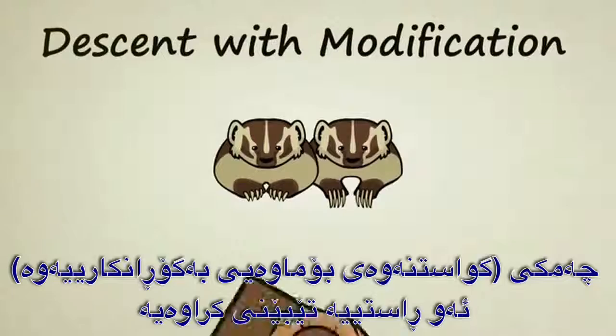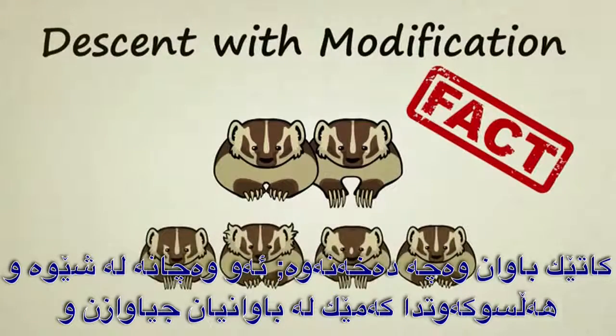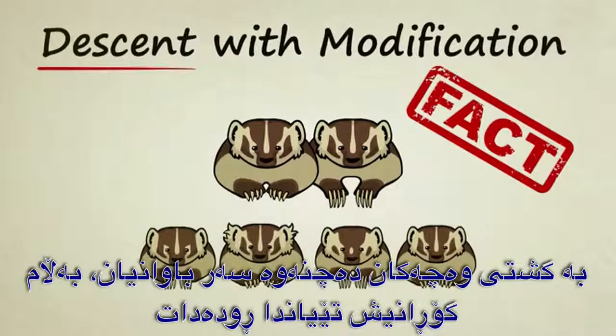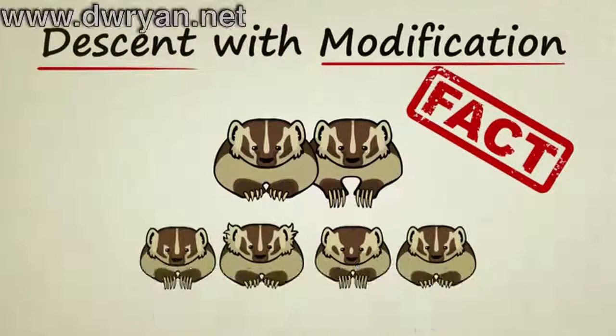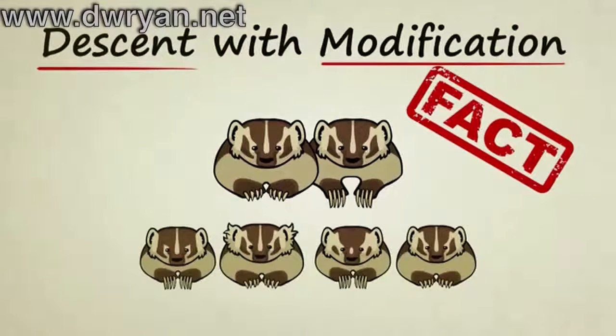Descent with modification is the observable fact that when parents have children, those children often look and behave slightly different than their parents and slightly different than each other. They descend from their parents with modifications. The differences found in offspring are partially due to random genetic mutations.